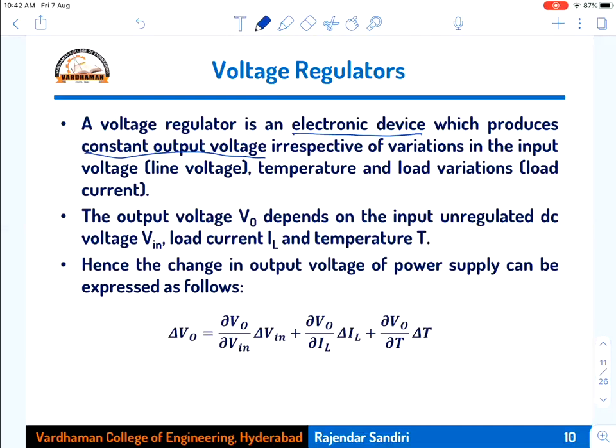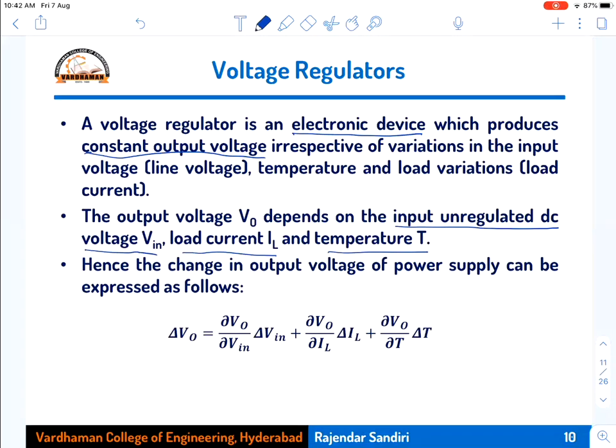When the load current changes, the output would definitely change, but this voltage regulator output will not change. That is what is actually required. So we have to choose a device as a voltage regulator which has this property: the output voltage should be constant, irrespective of variations in the input voltage, temperature, and the load current. Such a device we call a voltage regulator. The output voltage V0 depends on the input unregulated DC voltage, the load current IL, and the temperature T.